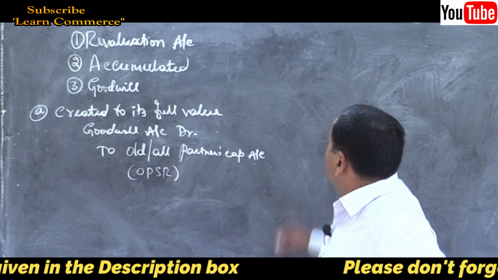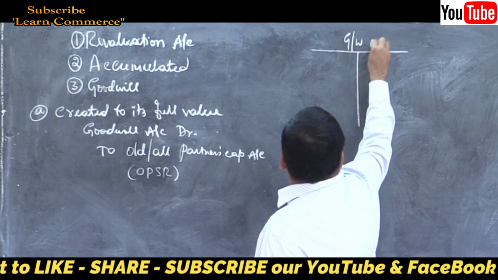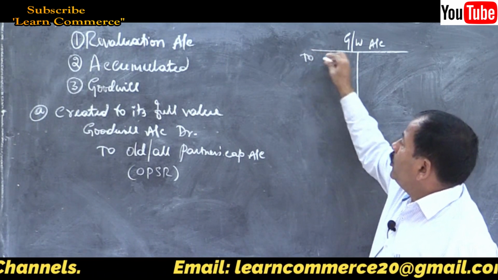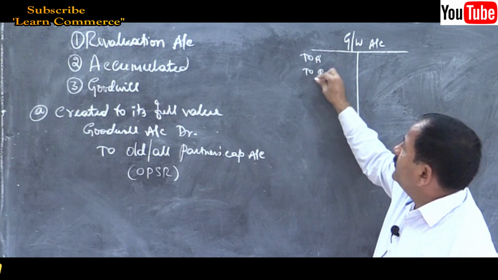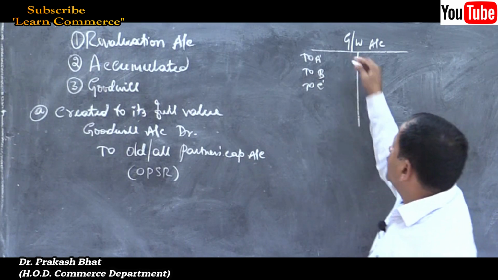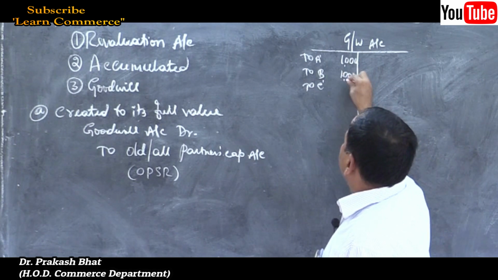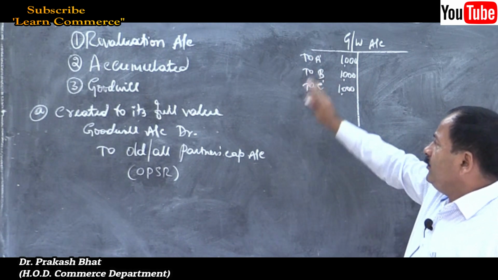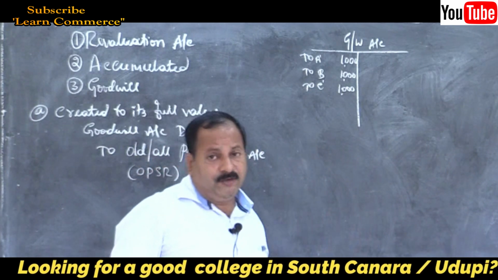So goodwill account gets opened. If we open the goodwill account, you can observe here, goodwill account debtor to all partners' capital account. Suppose A's capital account, B's capital account and C's capital account. We will make the entry here. Let us take 1000 each. Value of goodwill is 3000. They are equal partners. So we will pass the entry like this: goodwill account debtor to A's capital account, B's capital account, C's capital account. Correct. Old ratio, equal ratio it was.